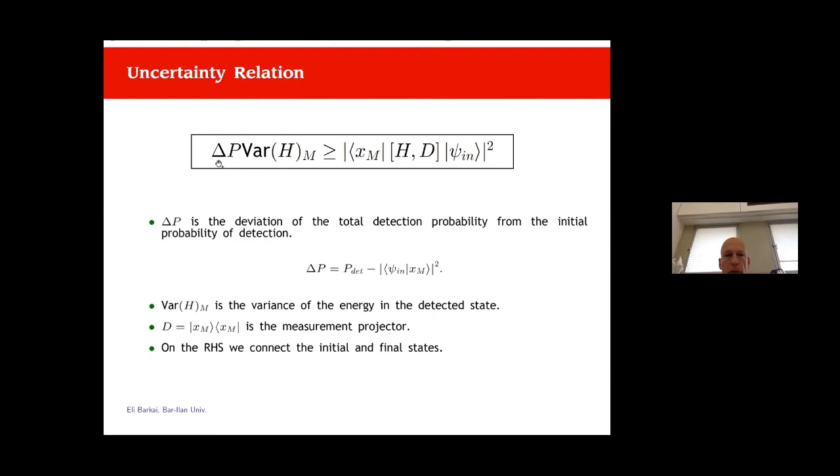And the uncertainty principle reads like the following. We define a delta P. Delta P is the deviation of the detection probability from the initial overlap with the detector. So this is delta P. It depends on the initial condition. Then we need to calculate the variance of H, but not the variance of H in general, but in the measurement state. So these are the fluctuations of energy in the measurement state.